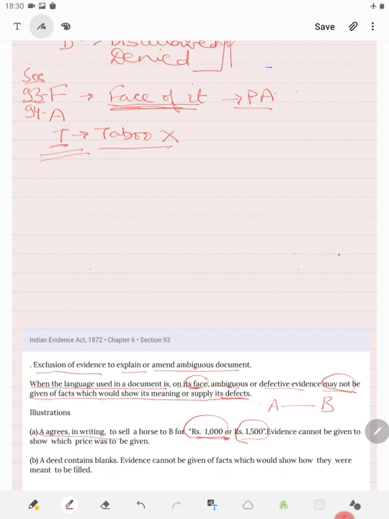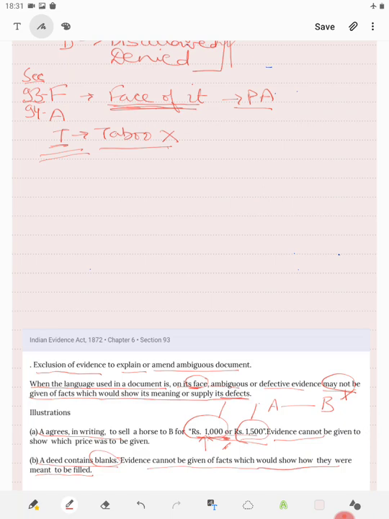Now, as this is "or", what will be the price? Is it 1000 or is it 1500? It is totally ambiguous because it is not mentioned what the price will be. No one can determine it by reading it. So it is an ambiguity on the face of it, and therefore evidence will not be allowed to be given. Similarly, the second is that a deed contains blanks. Evidence cannot be given of the fact which would show how they were meant to be filled, because it is an ambiguity on the face of it.